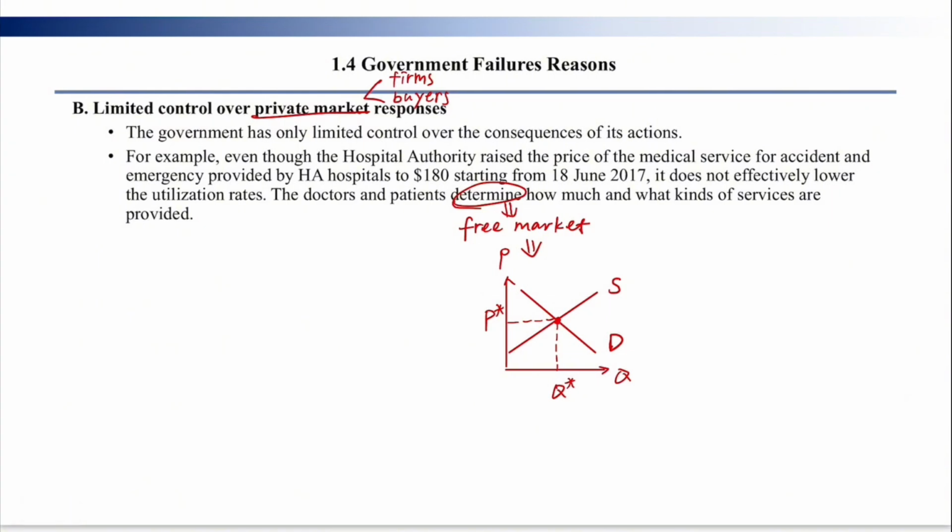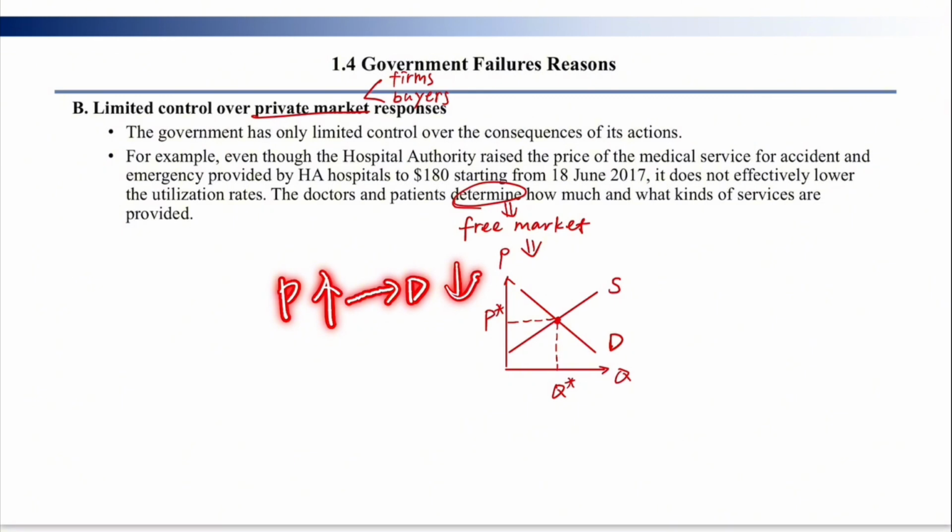The second reason for government failure is the limited control over private market responses. Here is an example. The government wants to increase the price of emergency medical service through the hospital authority, and its purpose is to regulate the use of medical resources. It hopes that by increasing the price of emergency service, it can reduce unnecessary demand. So when the demand decreases, the utilization rate of emergency service will drop, which enables a more reasonable and even distribution of the medical service.